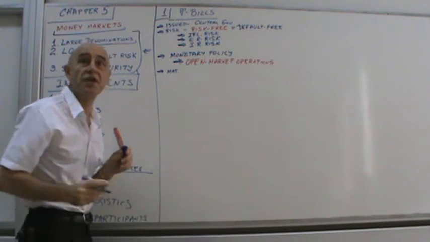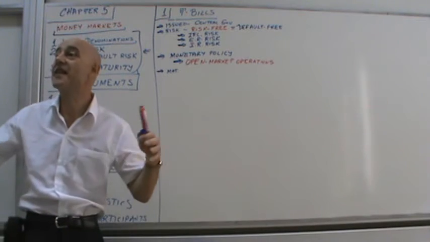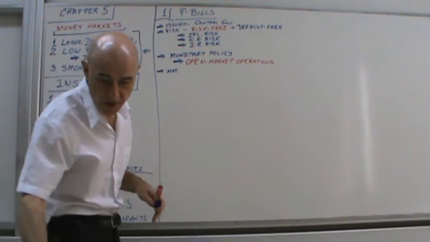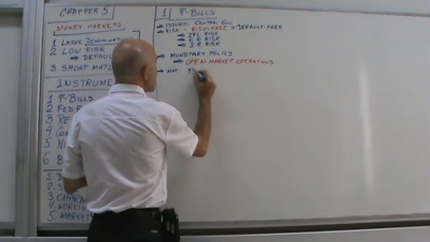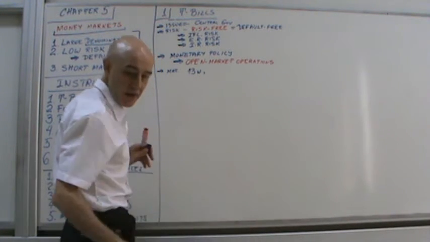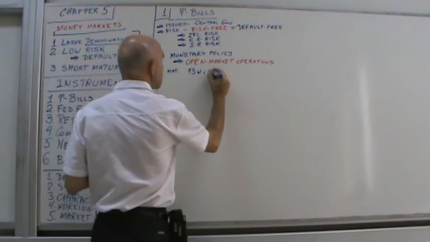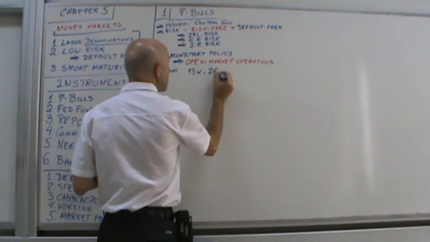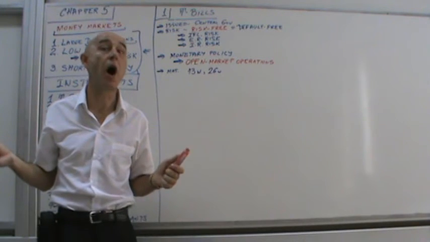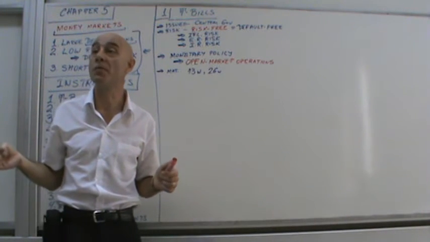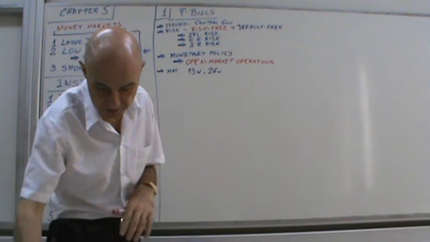Maturity, of course, you've got lots of maturities. But the big ones we're told are 13 weeks and 26 weeks. In other words, 3 months and 6 months are the most common maturities.